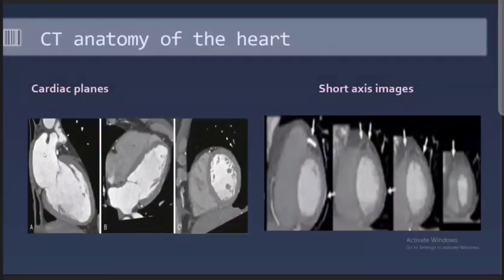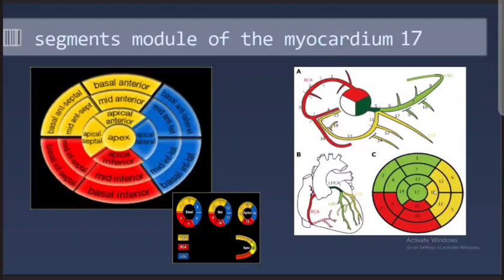The cardiac planes are the two-chamber, four-chamber, and short axis. In the short axis, there are the basal cuts and apical cuts. The segments of the myocardium are 17 segments. They are represented as follows.